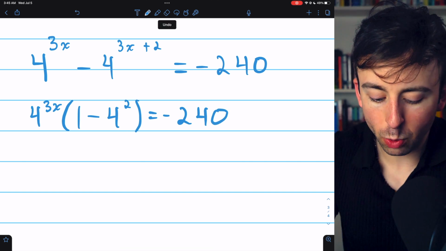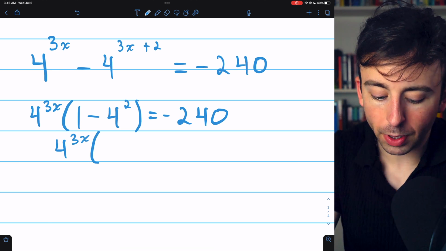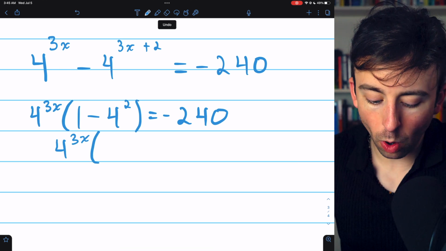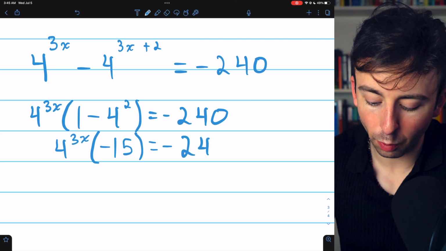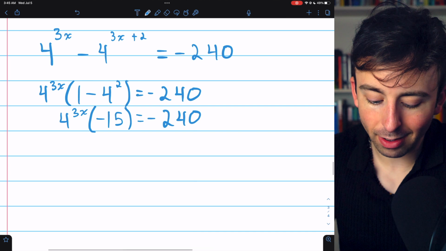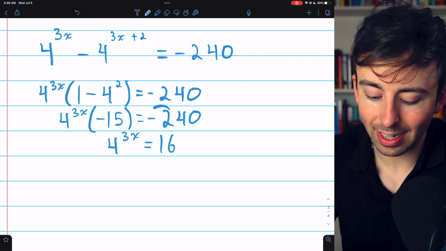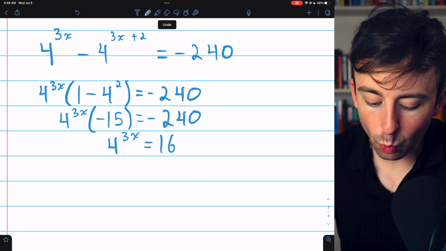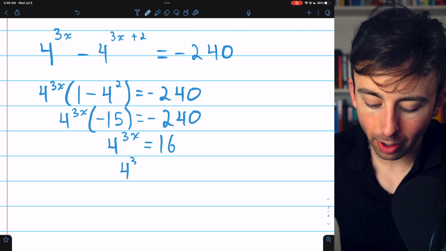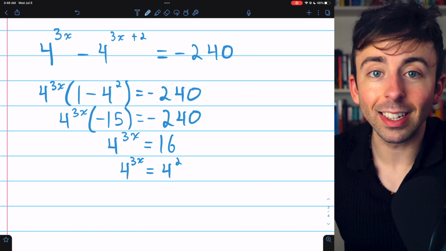Now 4 to the power of 2 is 16, so this is the same as 4 to the power of 3x multiplied by 1 minus 16, and 1 minus 16 is negative 15, and of course this equals negative 240. We can then divide both sides by negative 15 to get that 4 to the 3x is equal to positive 16. That's negative 240 divided by negative 15. 16 then we can rewrite as a power of 4. This is 4 to the 3x equals 4 to the power of 2, because 16 is 4 to the power of 2.